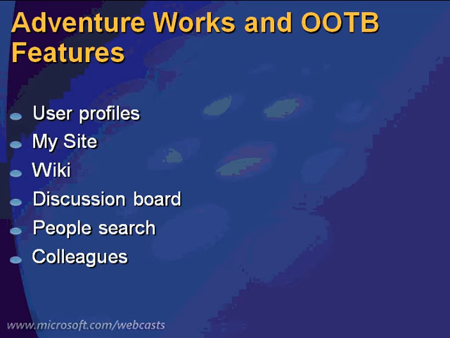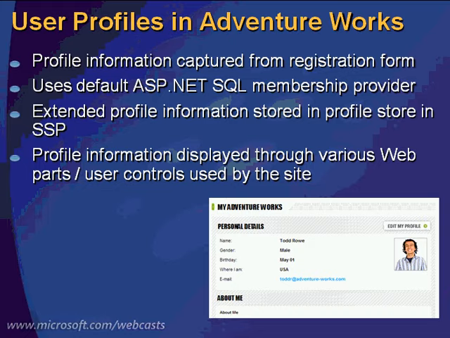So now we're going to talk about our customized portal environment, the AdventureWorks portal. AdventureWorks is a sample company, a fictitious company, and in this case we're going to take a look at a public website that AdventureWorks offers that's based on SharePoint. It uses a bunch of the out-of-the-box social computing, social networking features, including user profiles, My Sites, wikis and blogs, discussion boards, people search, and colleagues. Let's talk about them, and then we're actually going to dive into the demo and take a look at this in action.